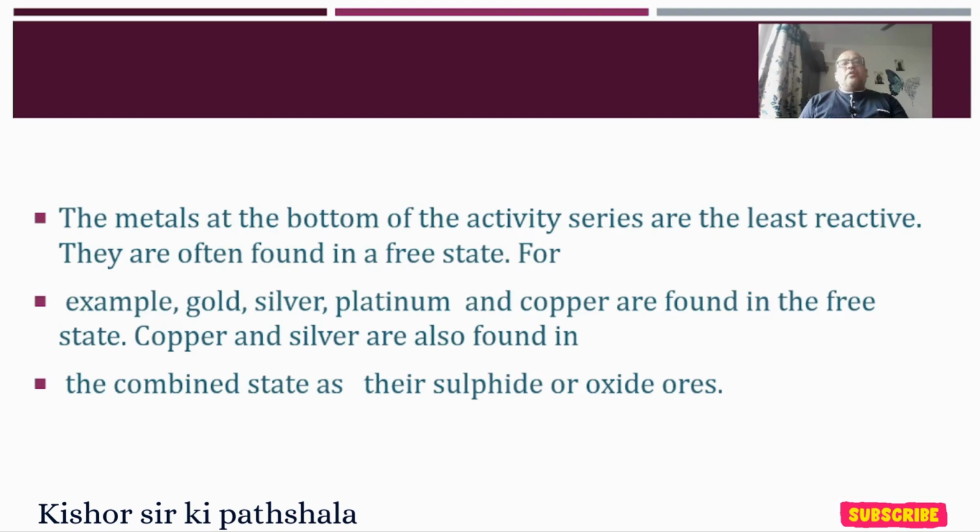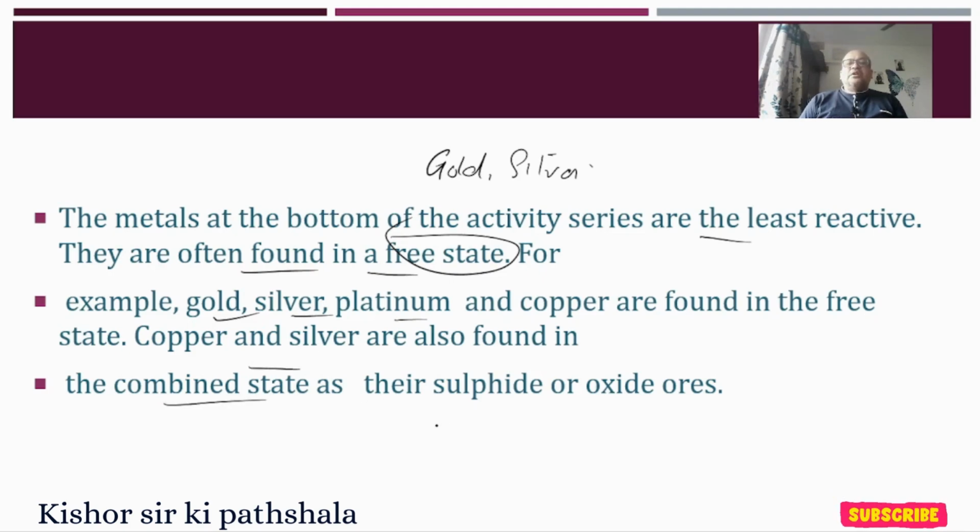The metals at the bottom of the activity series are the least reactive, and they are often found in the free state. What does it mean? Earlier also we have seen that we have gold and silver at the bottom of the reactivity series, and often they are found in the free state. So here you see gold, silver, platinum are found in the free state. Many times copper and silver are found in compound states as sulfide and oxide ores.